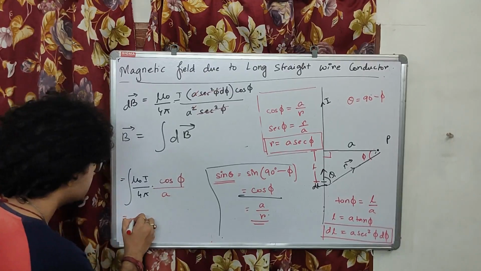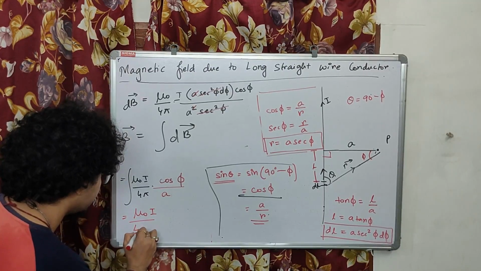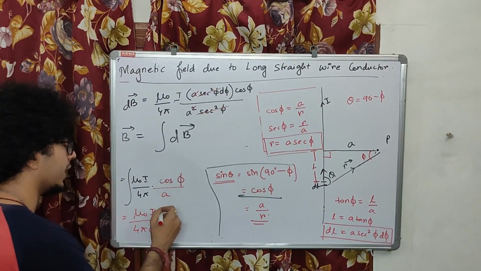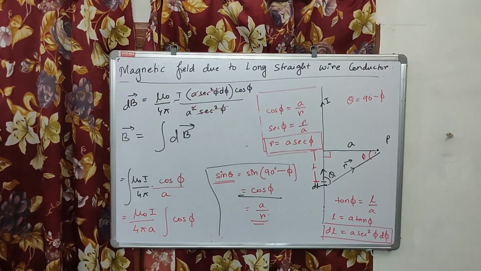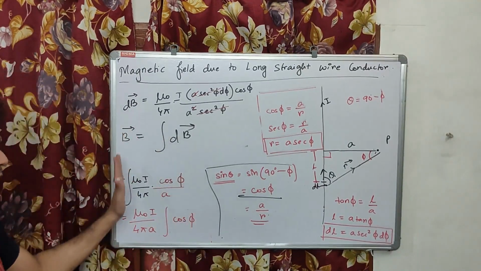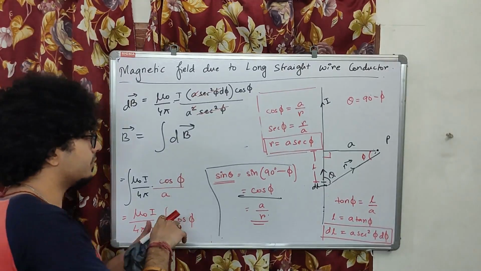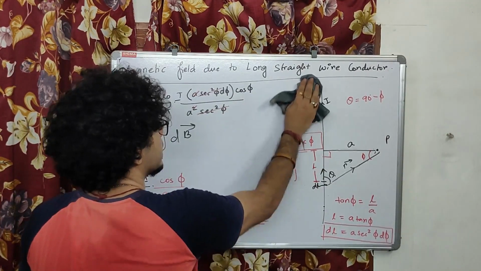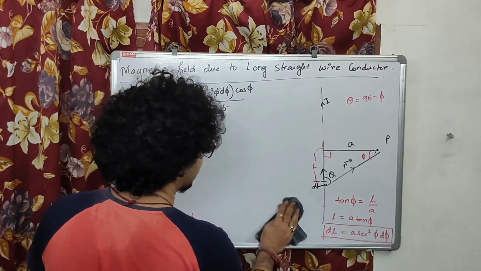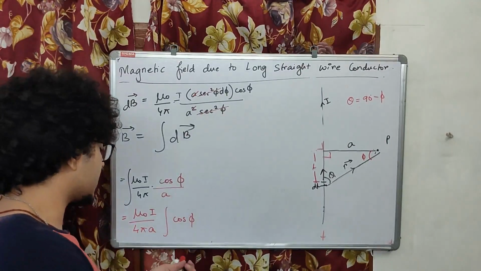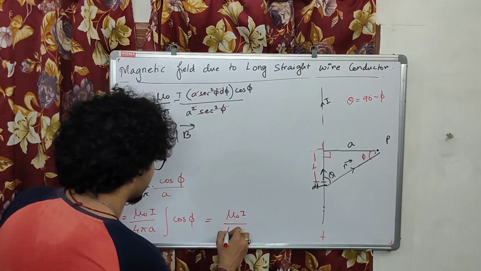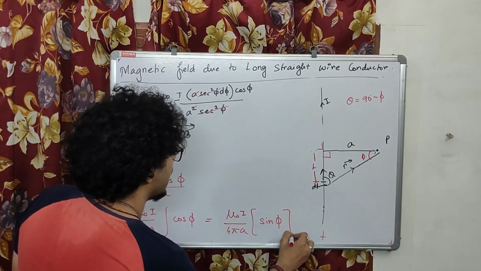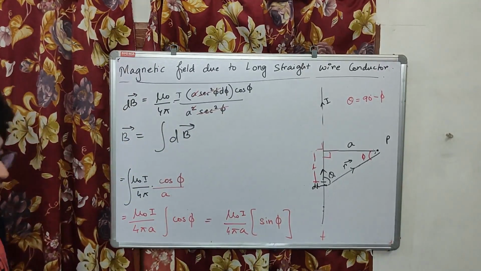So now integrate. See, mu naught I by 4 pi a is going to come outside. Now if you integrate cos phi, you are going to get what? Just recall what you are going to get. So this is how you need to do the integration. Now there is a very important part. I am rubbing all these things because now I have to do a very important task. So when you integrate, this comes out to be mu naught I by 4 pi a, and after integration this comes out to be sin phi. Now you have to put the limit. What will be the limit?